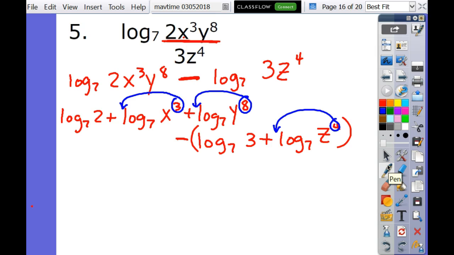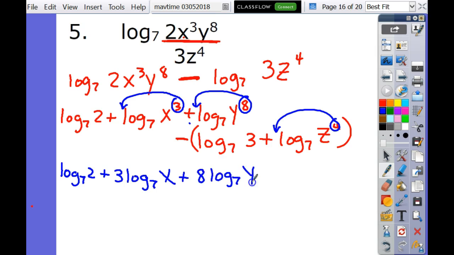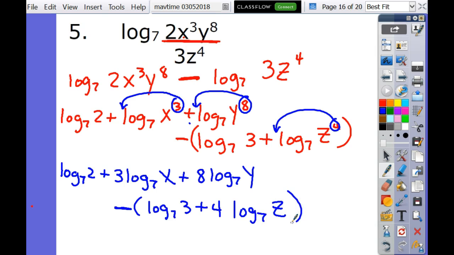So what do we have now? Log base 7 of 2. The 3 comes out in log base 7 of x. The 8 comes out in front of that log. Minus, this is so long I can't fit it on one line, log base 7 of 3. This 4 comes out in front of log base 7 of z.